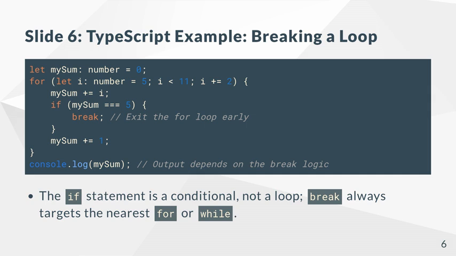In this TypeScript example, we have a loop searching for a specific value. Notice the break is inside an if statement. It's a common point of confusion, but remember, the if statement is a condition, not a loop. The break doesn't exit the if statement. It targets and exits the nearest surrounding for or while loop. Once that break hits, the loop is over, and we jump to the print statement.